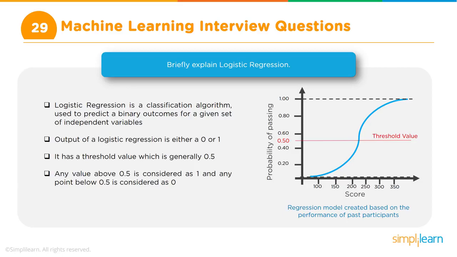So what is logistic regression and how is it used? Logistic regression is used for binary classification, and the output of a logistic regression is either a 0 or a 1. It calculates a probability between 0 and 1, and we can set a threshold that can vary. Typically it is 0.5. So any value above 0.5 is considered as 1, and if the probability is below 0.5, it is considered as 0. So the system calculates the probability, and based on the threshold it sets a value of 0 or 1, which is like a binary classification.